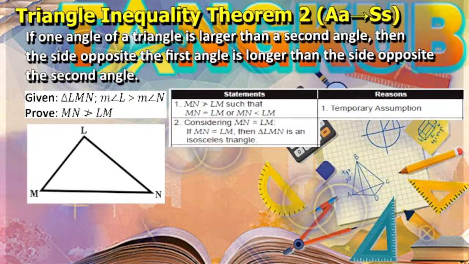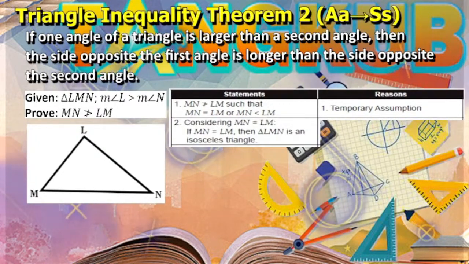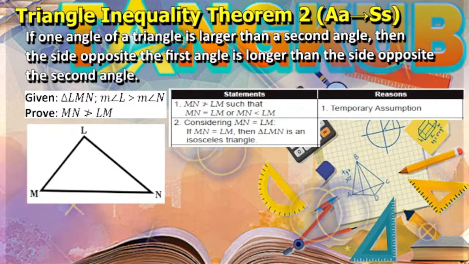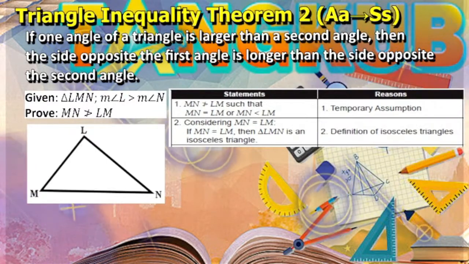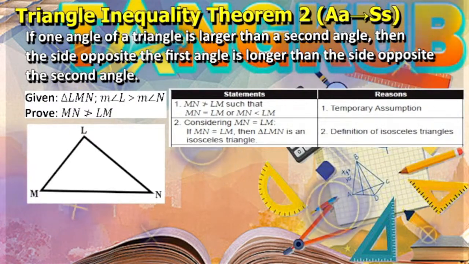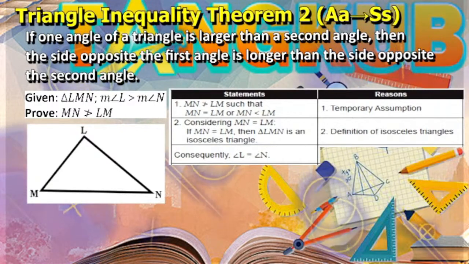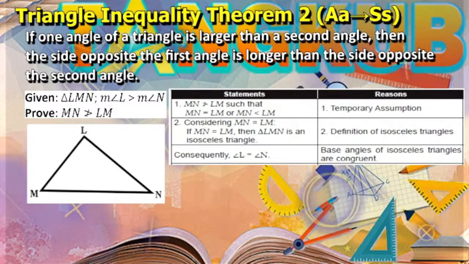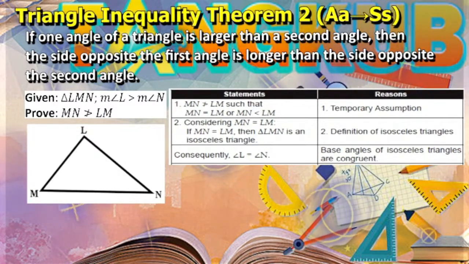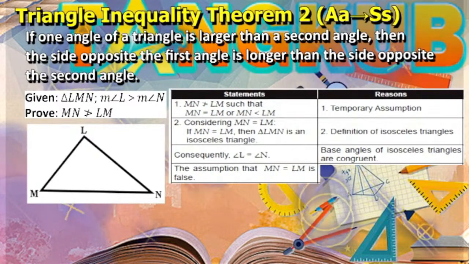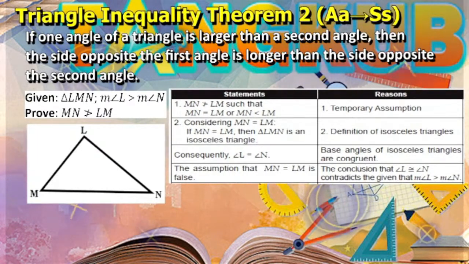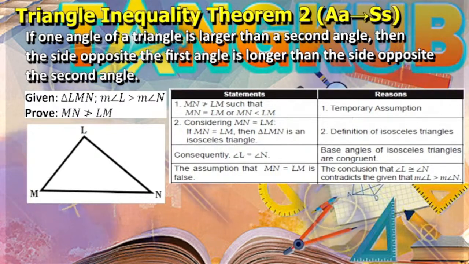Next, considering MN is equal to LM. If MN is equal to LM, then triangle LMN is an isosceles triangle. Reason, definition of isosceles triangles. Consequently, angle L is equal to angle N. Reason, base angles of isosceles triangles are congruent. Now, the assumption that MN is equal to LM is false. Reason, the conclusion that angle L is congruent to angle N contradicts the given that measure of angle L is greater than the measure of angle N.